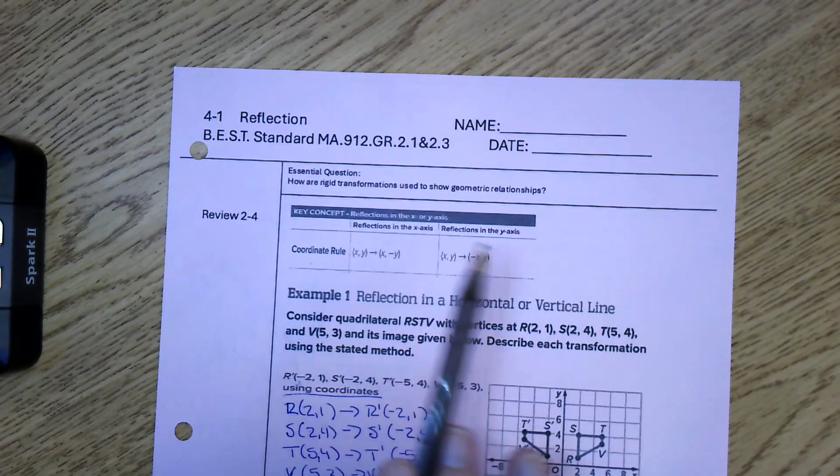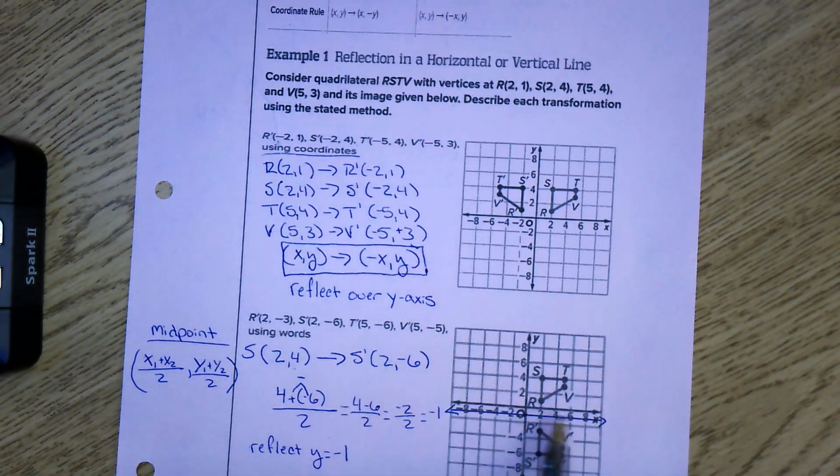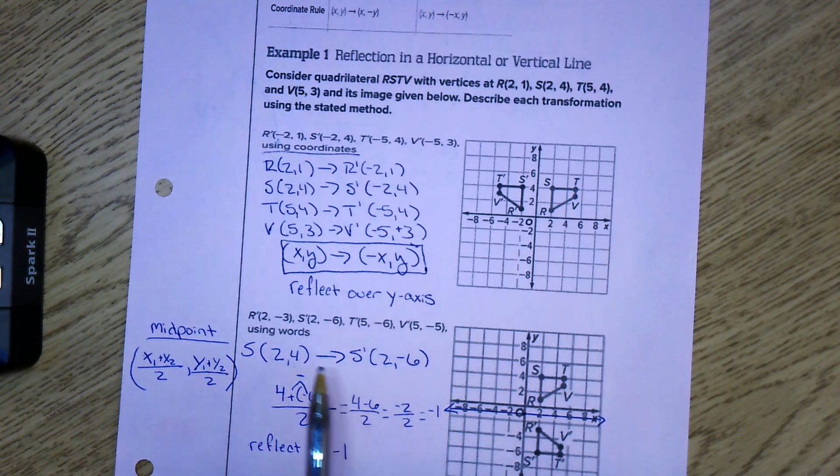We have our rules from 2.4. And when we reflect over something that is not a rule, determine if it's going to be y equals, then find the midpoint of the y's, or if it was definitely x equals, then you would find the midpoint of the x's.